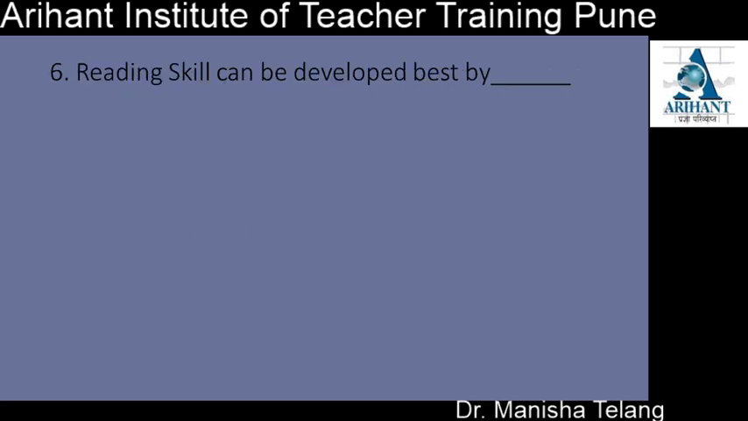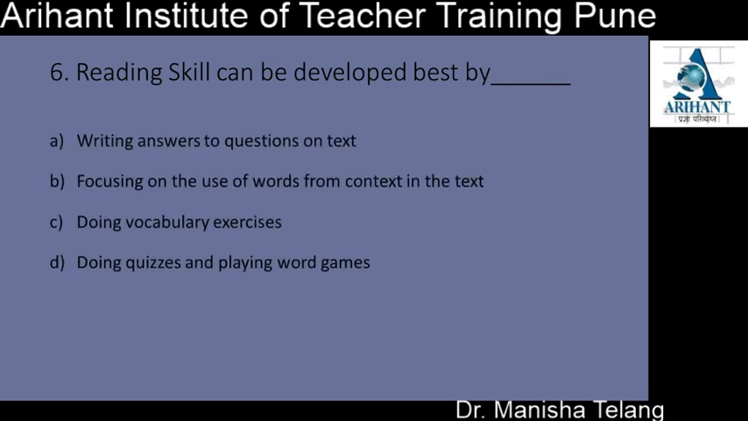Reading skill can be developed by, options are: option A, writing answers to questions on text. Option B, focusing on the use of words from context in the text. Option C, doing vocabulary exercises. Option D, doing quizzes and playing word games. And the correct option is option B, focusing on the use of words from context in the text.